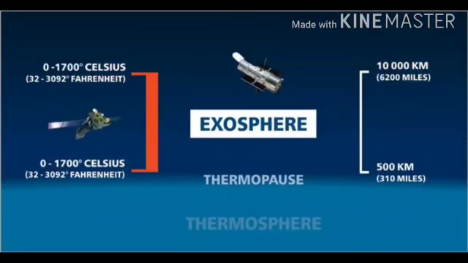The exosphere is the topmost layer of the atmosphere. In this layer, elements of the atmosphere are rare. The pressure is extremely low. So, is this very clear with the 5 layers of atmosphere? We have discussed the troposphere, stratosphere, mesosphere, thermosphere and exosphere.